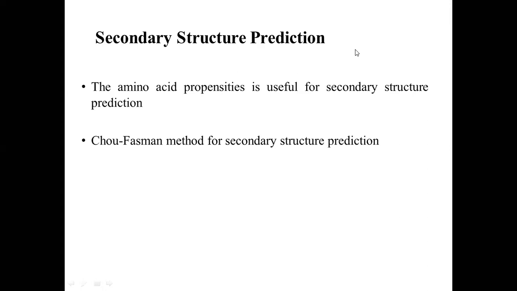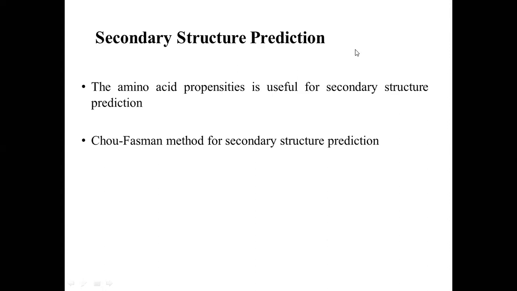So the amino acid propensities are useful for secondary structure prediction. If you want to predict the secondary structure of any protein, you should know, or maybe the tool performs this for you at the back end, it calculates the propensities of the specific amino acids, and then tells you what will happen here.